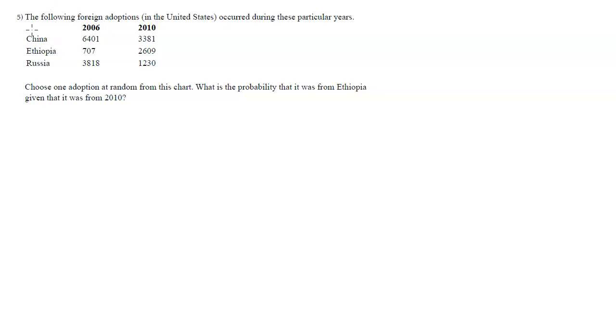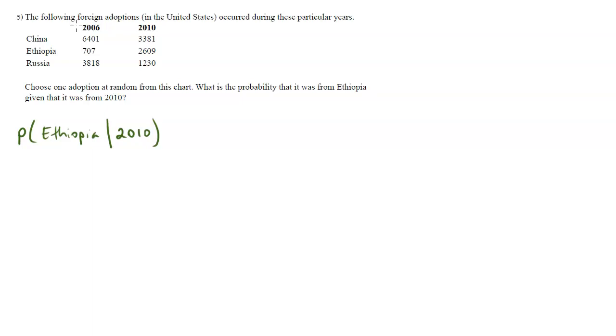Problem 5. The following foreign adoptions in the United States occurred during these particular years, 2006 and 2010, in China, Ethiopia, and Russia. And here are the numbers of foreign adoptions. Choose one adoption at random from this chart. What is the probability that it was from Ethiopia, given (that symbol means given that) it was from 2010?